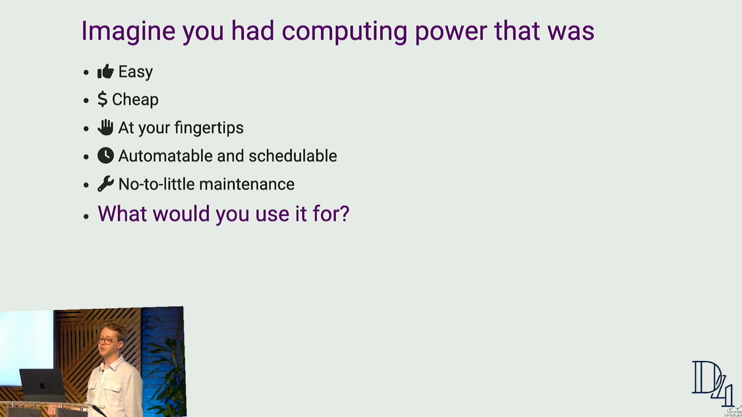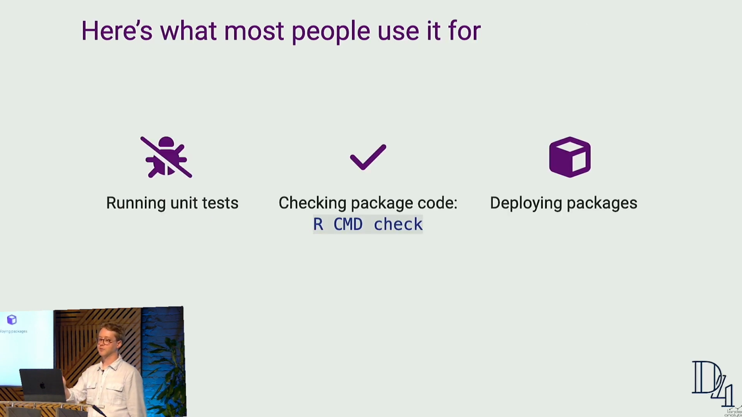So how would you use this? Well, just like a Raspberry Pi, there's almost an unlimited amount of opportunities to use it for. But most people use it for what I think are kind of boring things. Running unit tests, checking package code, deploying packages. These are all really useful things. They're actually exceedingly useful and have changed industries. And that is what CI/CD is for.